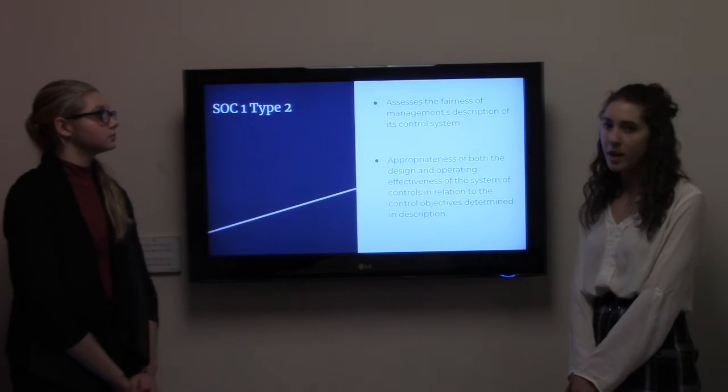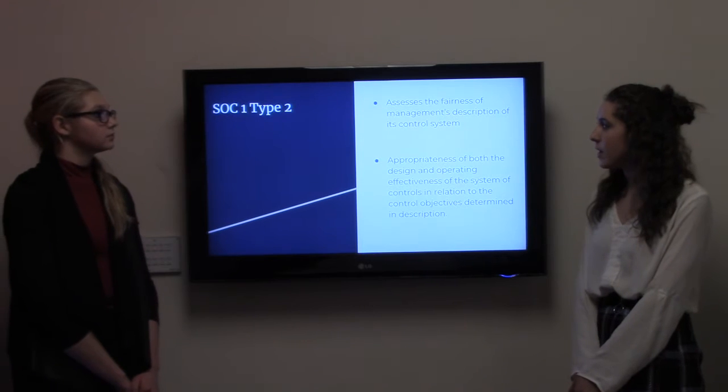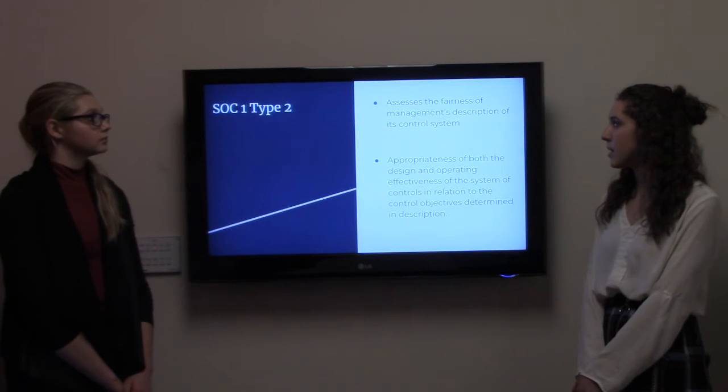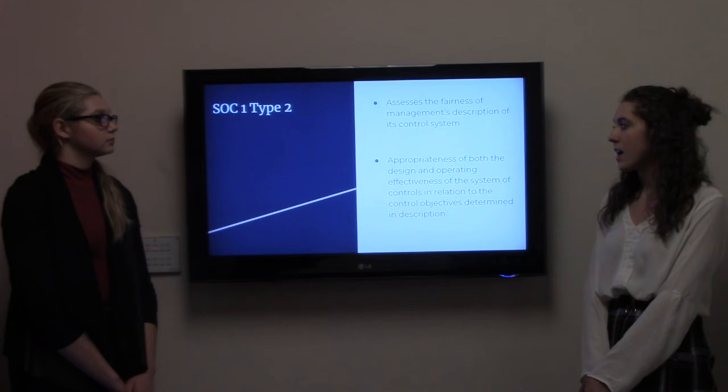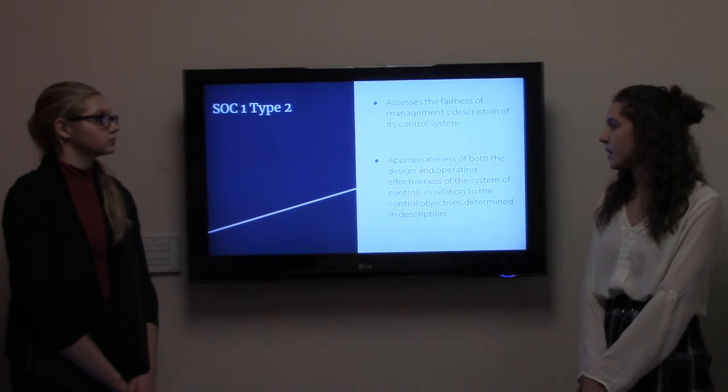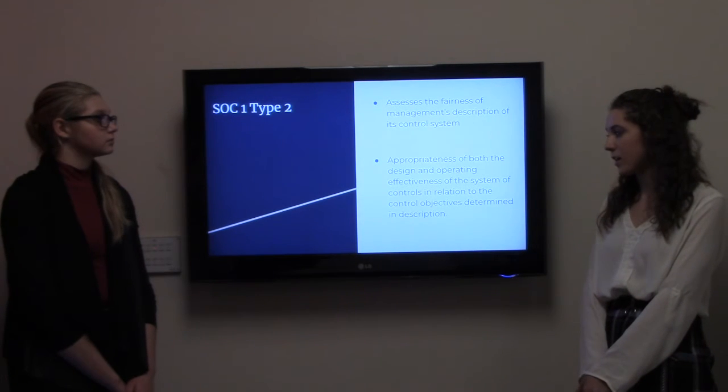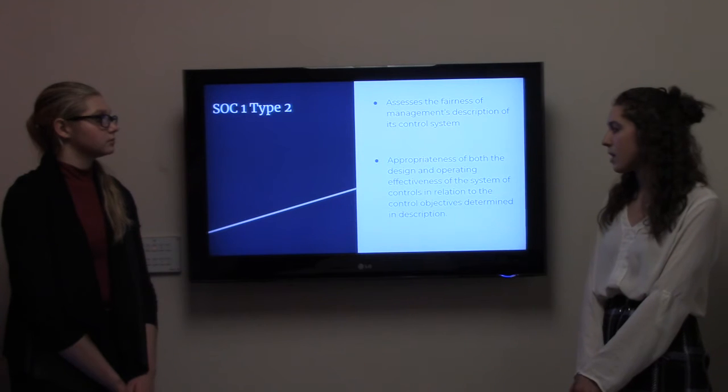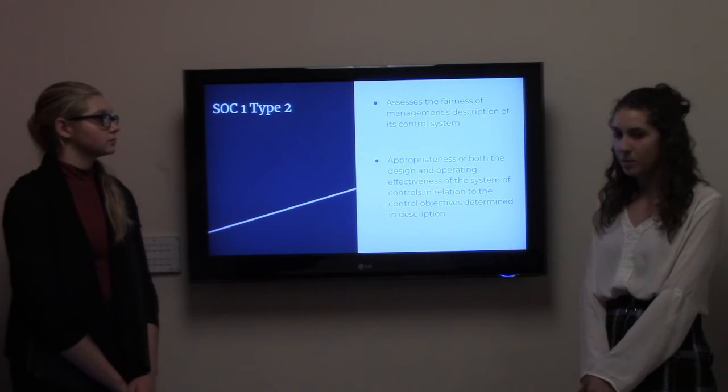Another type is SOC Type 2. It assesses the fairness of management's description of its control system, and also the appropriateness of both the design and operating effectiveness of the system of controls in relation to the control objectives determined in the description.